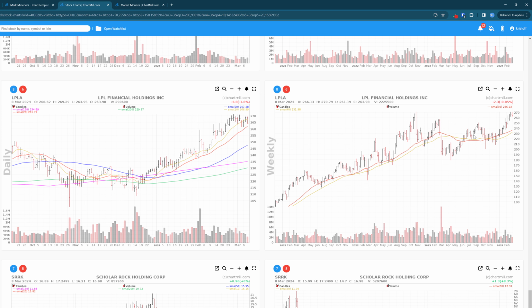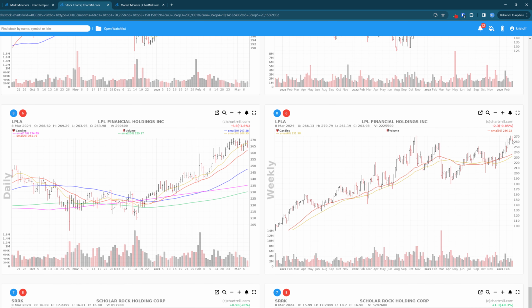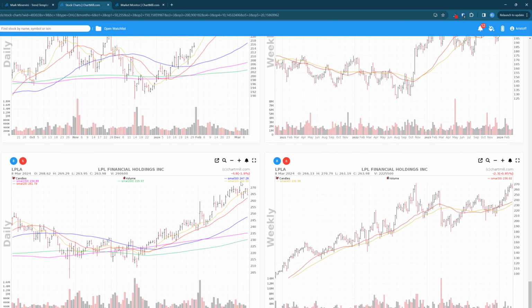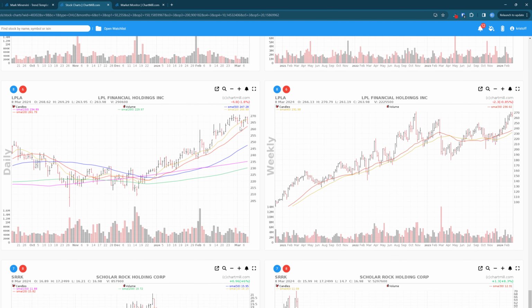LPL Financial Holdings, a strong resistance level on the weekly, 270. So it can break out. There is no overhead resistance, and it can surge higher, and it would create a low risk setup with a tight stop loss just below this swing low and below the SMA 20.